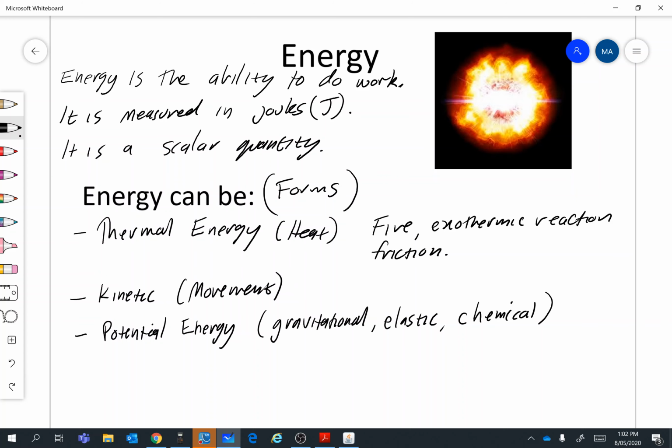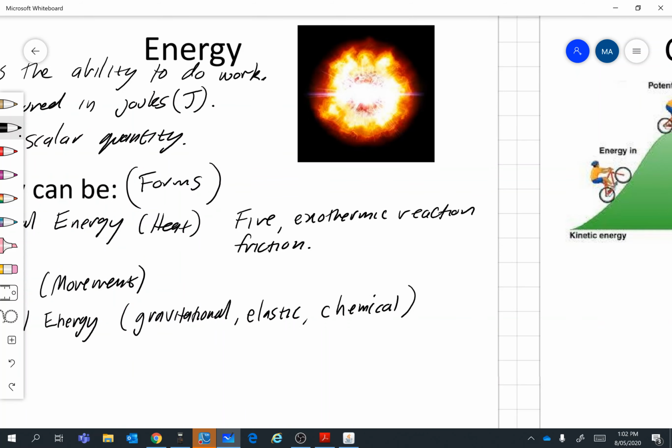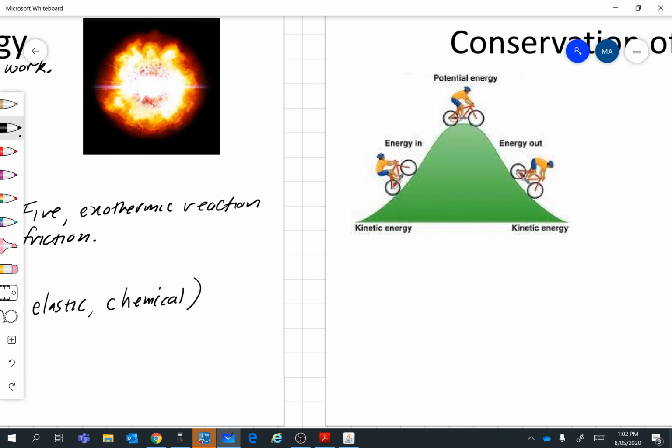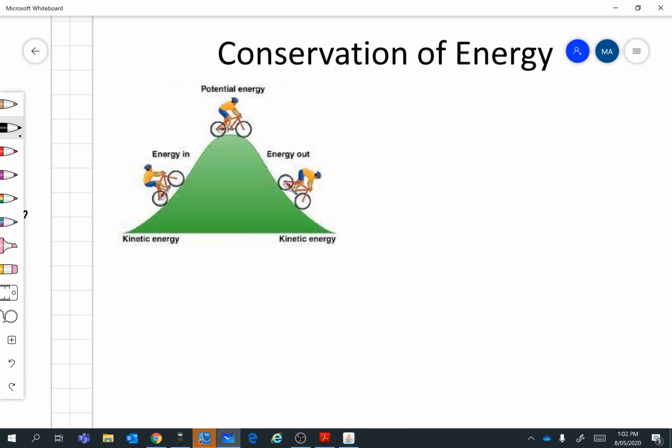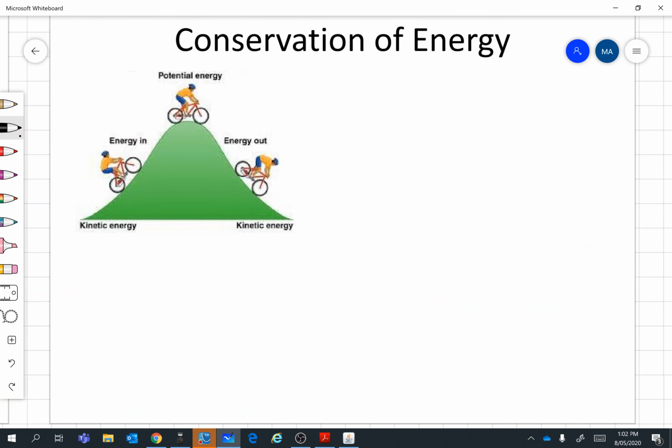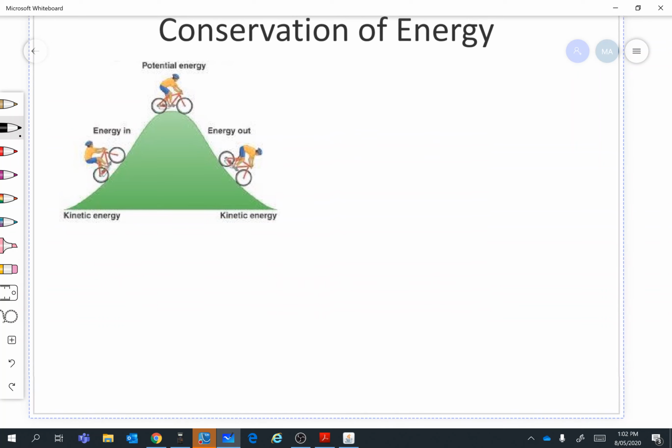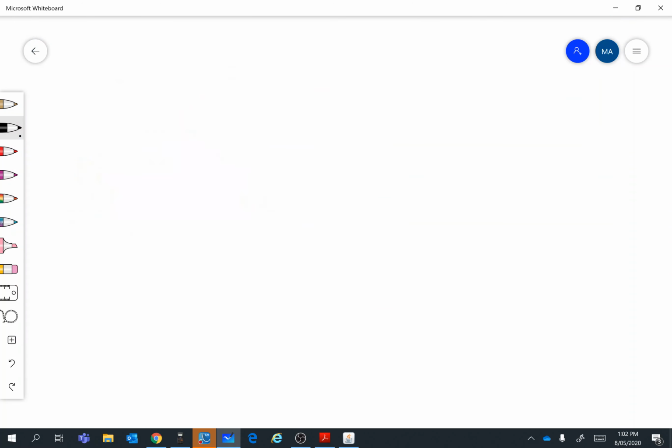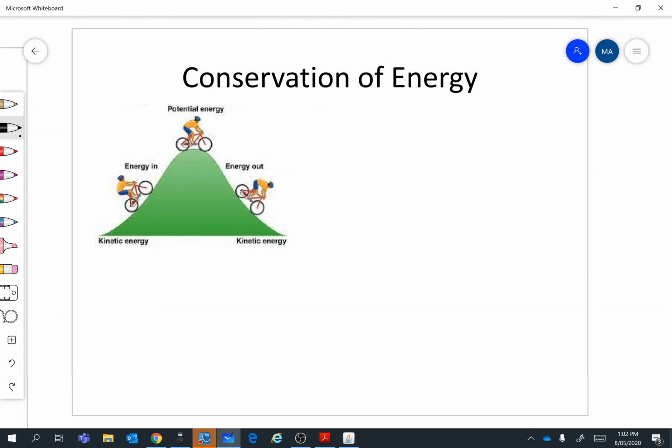Okay, so I'm going to just show you guys this slide. I'm going to give you a few notes to write down, and then a couple of examples to consider. First off, conservation of energy. Now, energy cannot be created, nor can it be destroyed. Let's write that down.